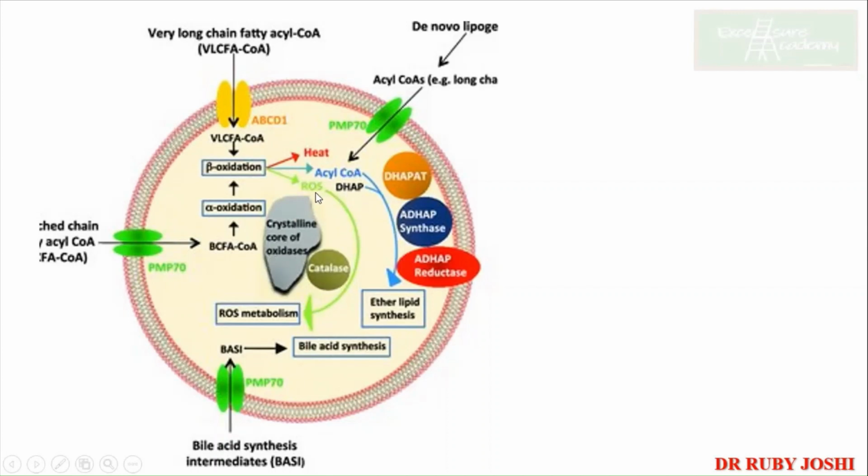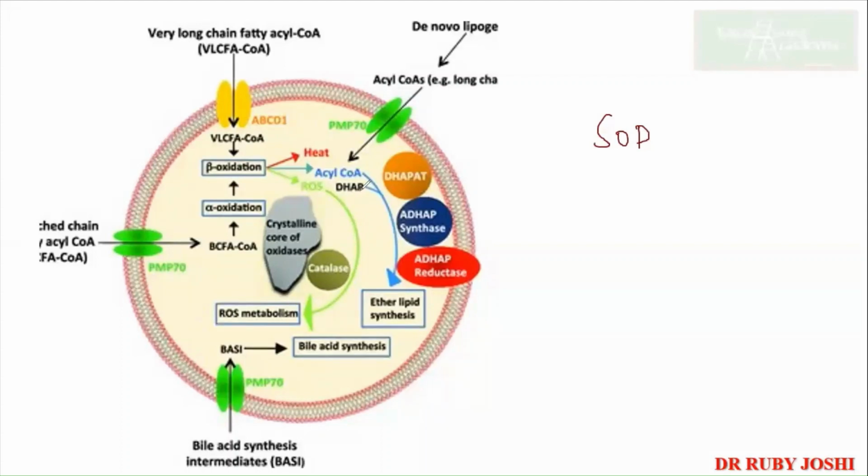So ROS is reactive oxygen species. A part of it is hydrogen peroxide. It's not that only hydrogen peroxide is formed. There are other radicals also which can form. So all these oxidases and the others, you must have heard about SOD, superoxide dismutase, right? So all these enzymes are present here and involved in ROS metabolism.